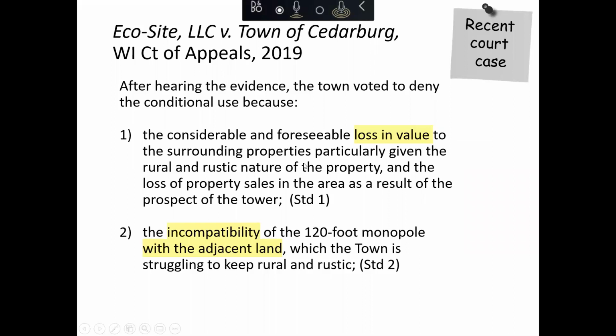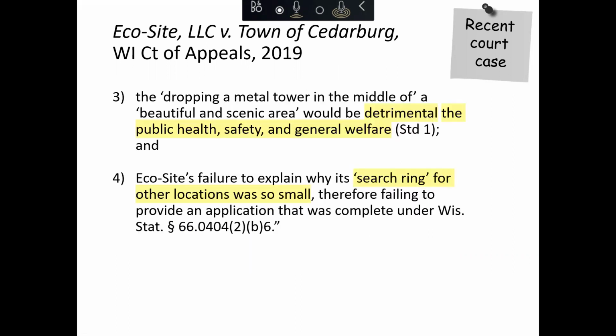So what you can see here is the town of Cedarburg said loss in value was one of the issues for surrounding properties. So this is linked to standard 1 that includes welfare, which includes prosperity. Their second reason was it was incompatible with adjacent lands. The town had said in its comp plan that it was trying to keep the area rural and rustic. So that's standard number 2 in their ordinance. Their third reason was it would be detrimental to public health, safety, and welfare. So that's standard 1 in their ordinance. And the last is specific to cell towers. And they said, why was the search ring for other locations to put this cell tower equipment so small?